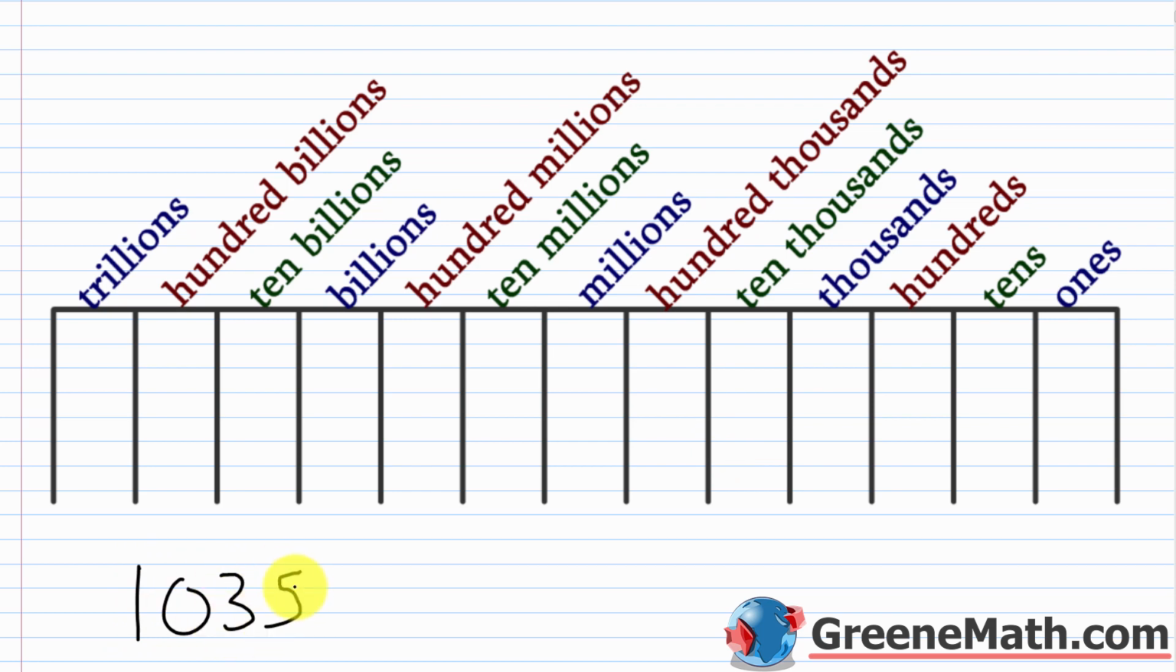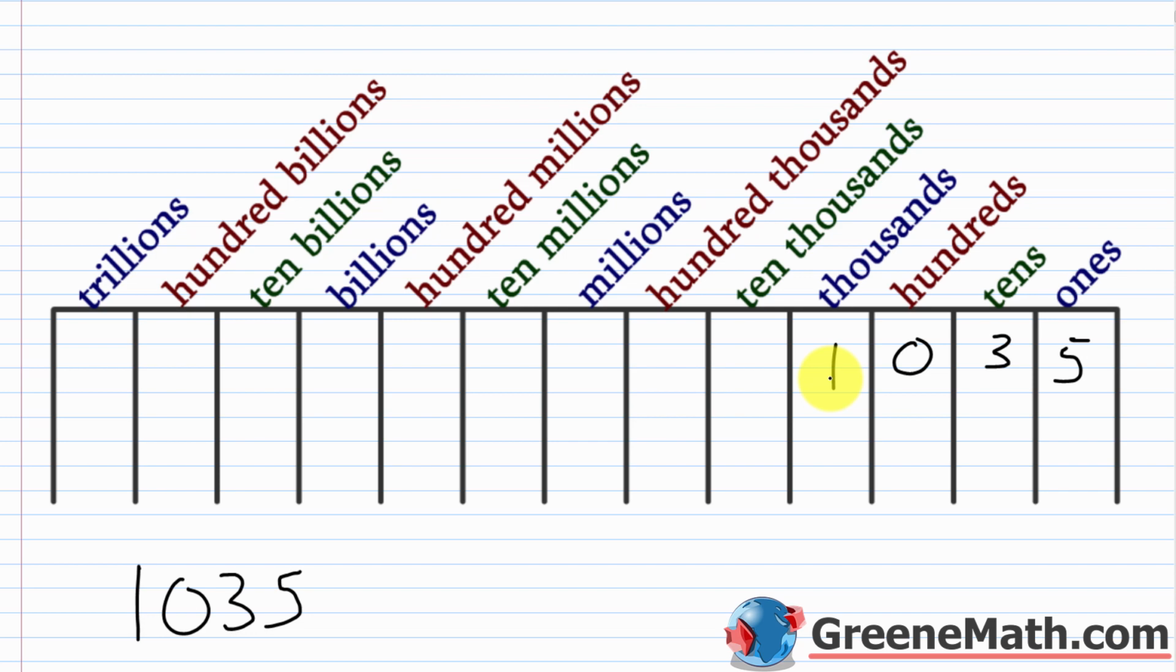Well, the first thing is we need the place value for each digit in the number. So let's feed this into the place value chart. So we start with the rightmost digit, and we put it in the rightmost column of the place value chart. So the 5 goes into the ones place. And as we move left on the place value chart, the 3 goes in the tens place, the 0 goes in the hundreds place, and the 1 goes in the thousands place. So now that we know the place value for each digit in the number, we can write the number in expanded notation.